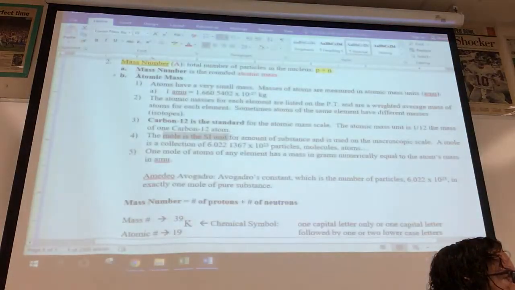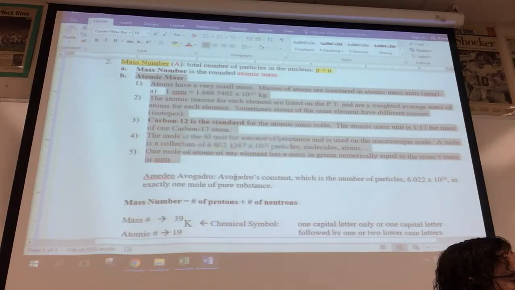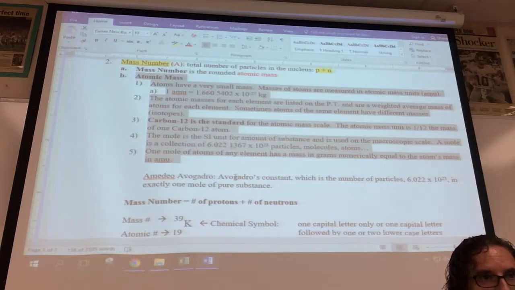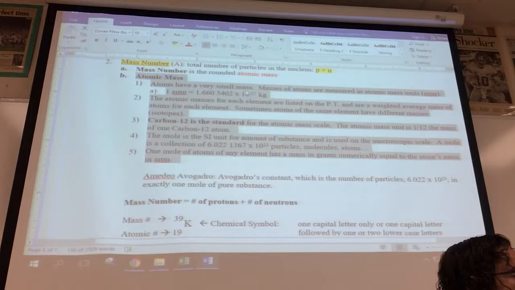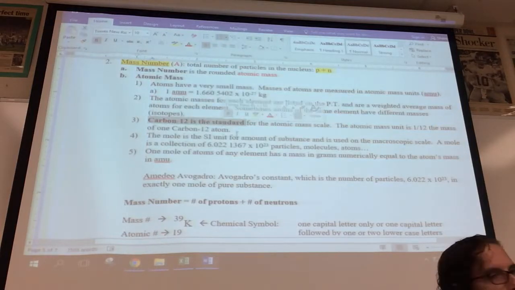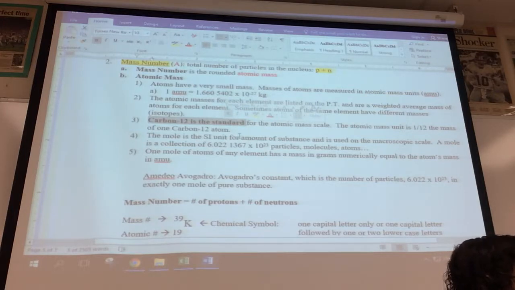So as I indicated, there's a lot of information here, but not much that you need to walk away with now. Atomic mass is what's reported on the periodic table. The mass number is the rounded atomic mass. Atoms have very, very small masses. The unit is AMU, and carbon-12 is the standard. Those are the take-homes at this point.